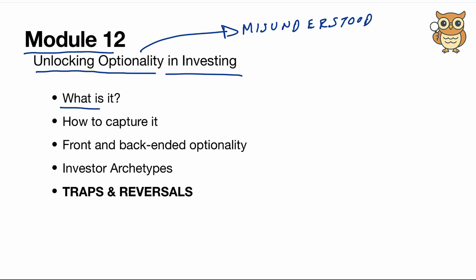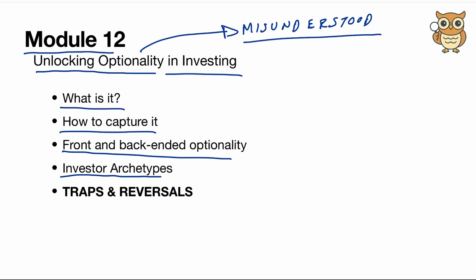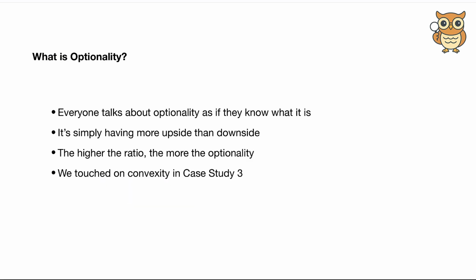Let's start. What is optionality? How to capture it, examples of optionality, front and back-ended optionality, 3 investor archetypes, that is 3 types of market participants. It's important to understand them to see how they approach the market, and finally, traps and reversals.